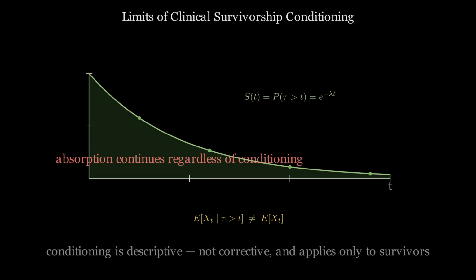Statistics computed on survivors apply only to survivors. They cannot be generalized to the full patient population. The divergence between conditional and unconditional outcome is the signal, not the noise.